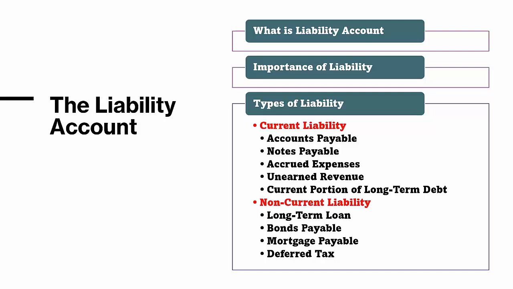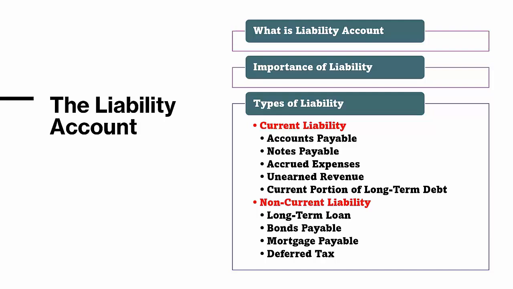Summary of liability accounts. So here's a quick list of all the main accounts under liabilities. Current liabilities: accounts payable, short-term loans or notes payable, accrued expenses, unearned revenue or deferred revenue, current portion of long-term debt. Non-current liabilities: long-term loans or notes payable, bonds payable, mortgage payable, deferred tax liability. Each of these accounts helps track what the business owes and when it's due.